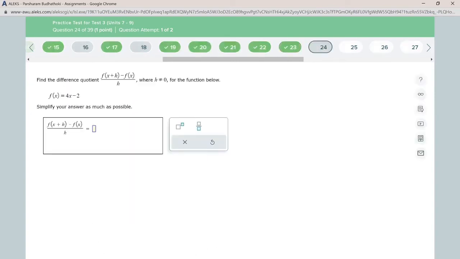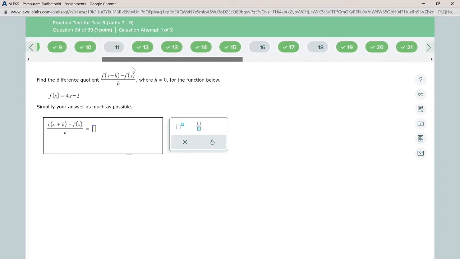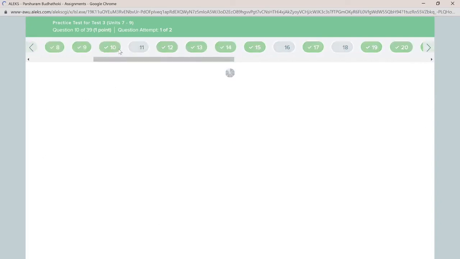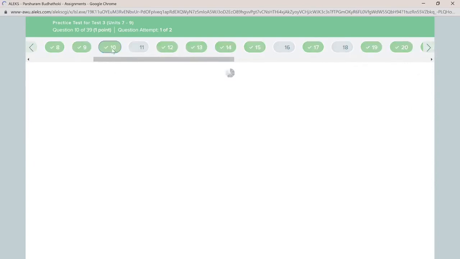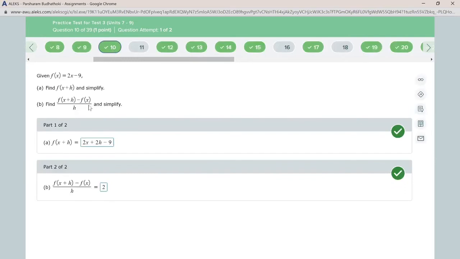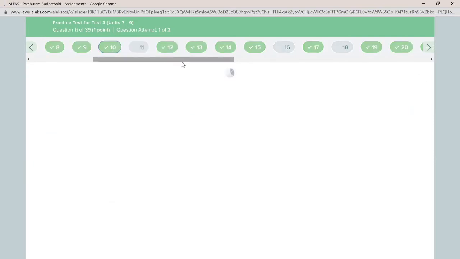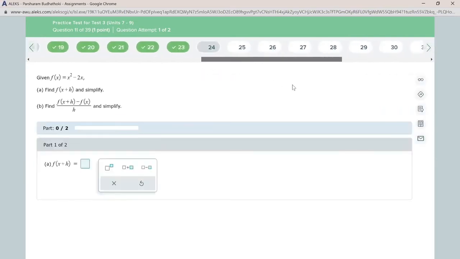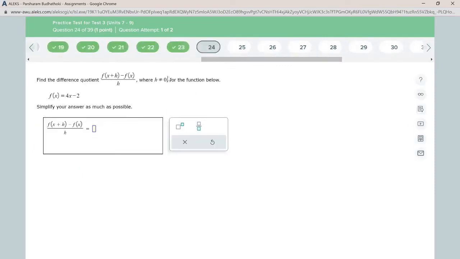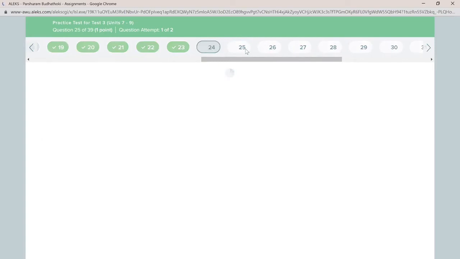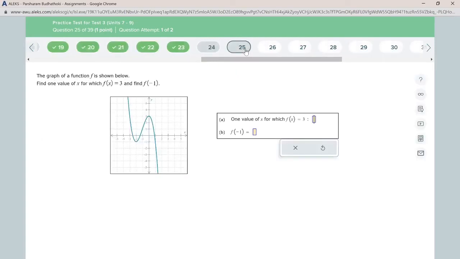Okay, find the difference quotient for the function below. Simplify your answer as much as possible. I guess we already did one of the difference quotient problems before, somewhere here. Yes, that's problem 10. Yes, we did problem 10. I skipped problem 11. It was also a difference quotient. So that is the very same idea here, so I'm not going to repeat that. Let's go to the next problem.